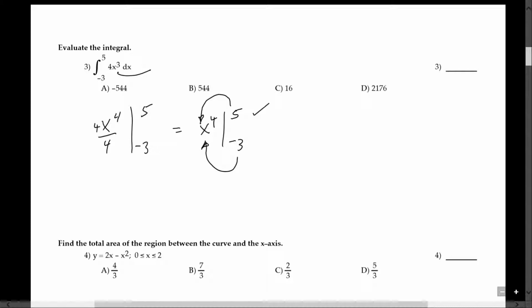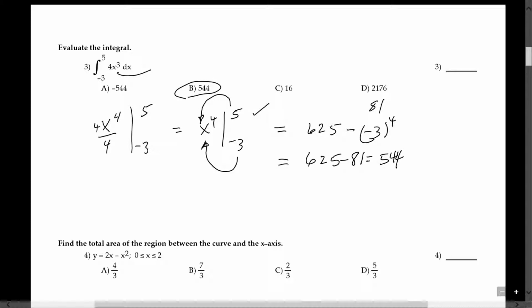Always insert the top value first, and that will give you 625 minus 3 to the 4th power, which is 81. So the answer is 625 minus 81 equal 544, and that is answer B. For version 2, it would be A.